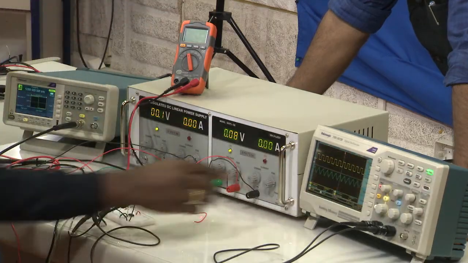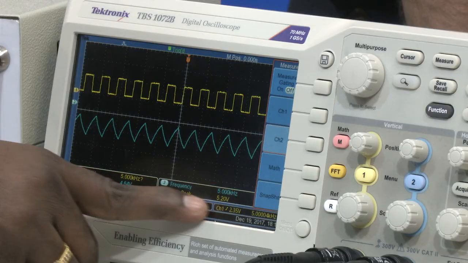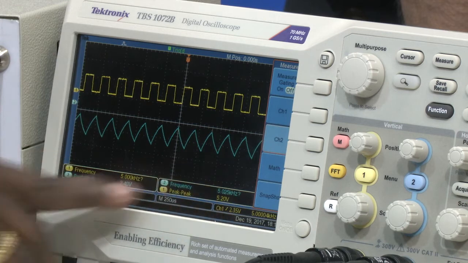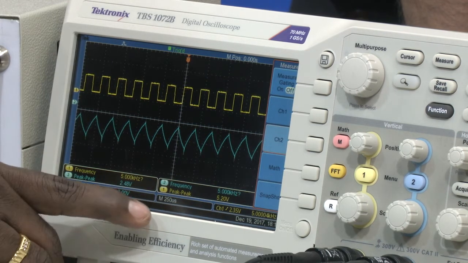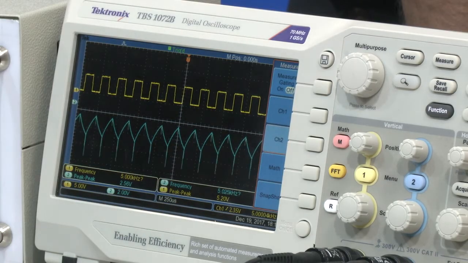So, the square wave that you see in yellow color is the input, and the output voltage is 2.40 volts, is it? Yeah, 2.40 volts, and the input voltage is 5.4 volts. And what do I see at the output? I see a triangular wave, right. So, on application of a square wave, at the output I am able to see the triangular wave. This we can do with the help of an integrator.